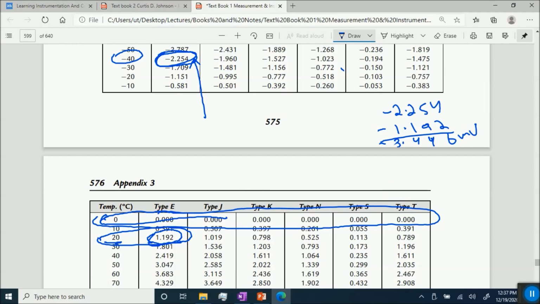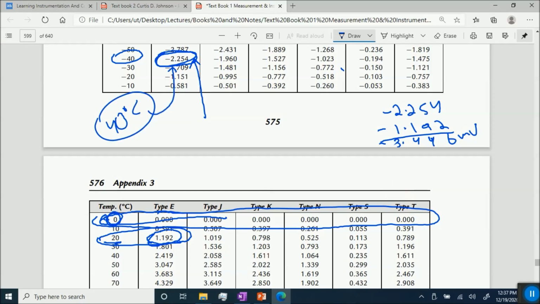And that makes sense because previously the temperature difference was between 0 and minus 40, so the difference was 40 degrees Celsius, and for 40 degrees Celsius some voltage was produced. But now the difference is between 20 and minus 40, so the difference is now 60 degrees Celsius. So more voltage should be produced than this, and we can see that more voltage is being produced.